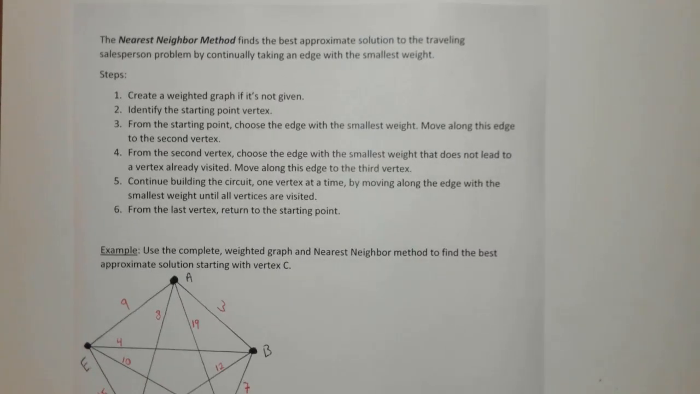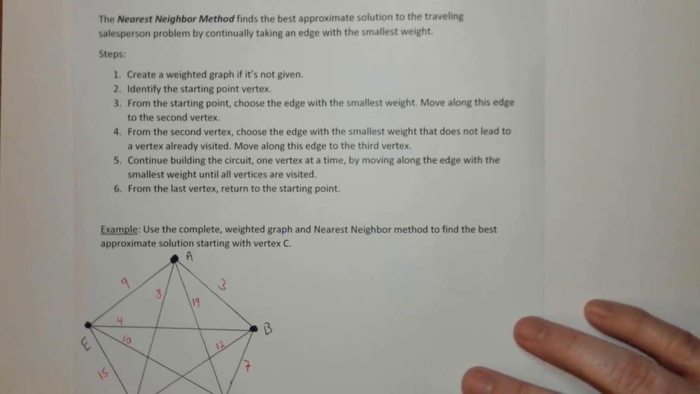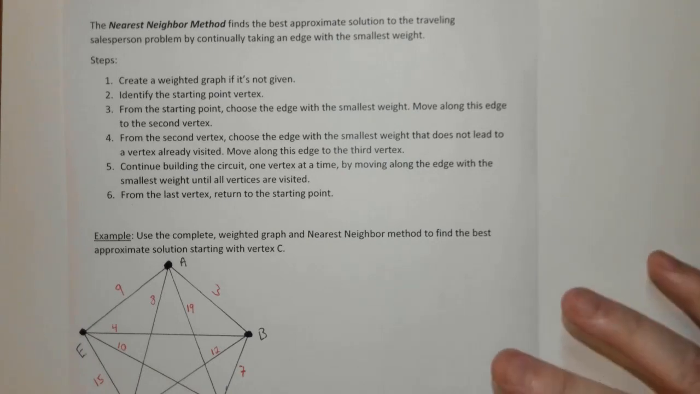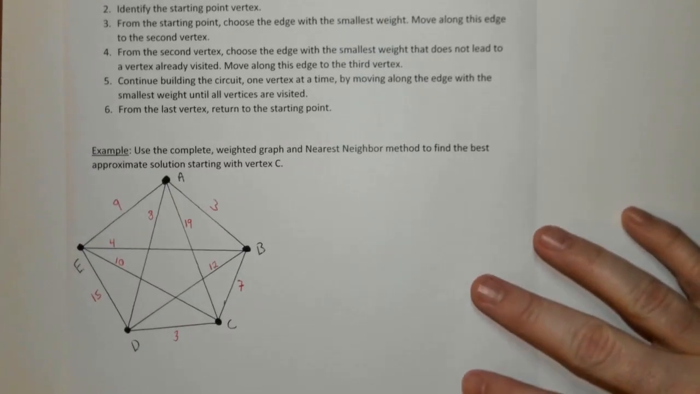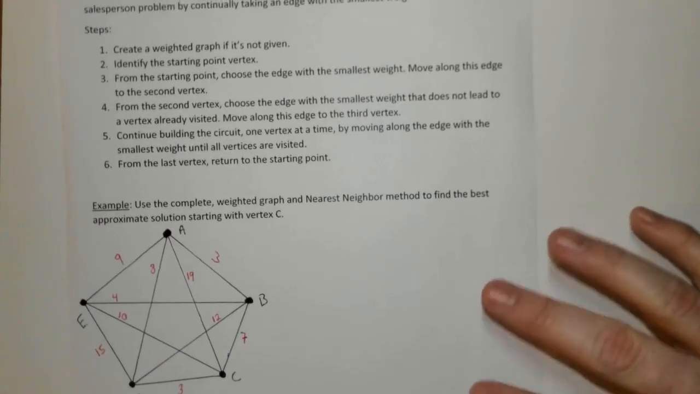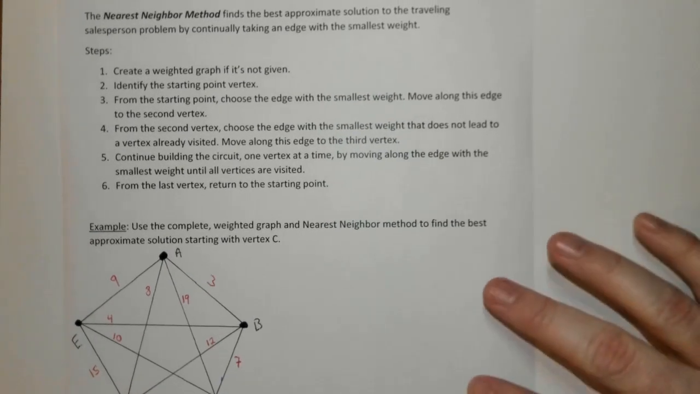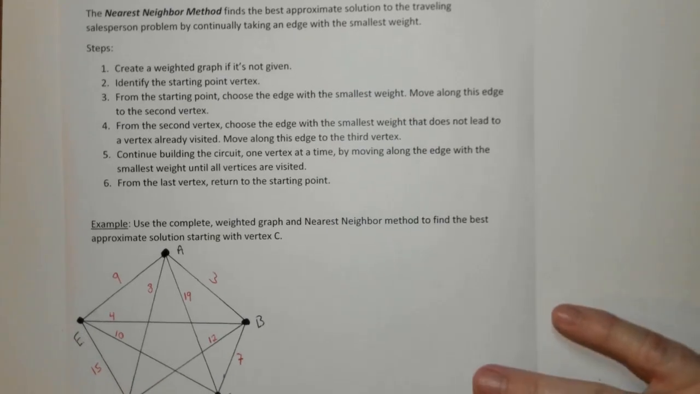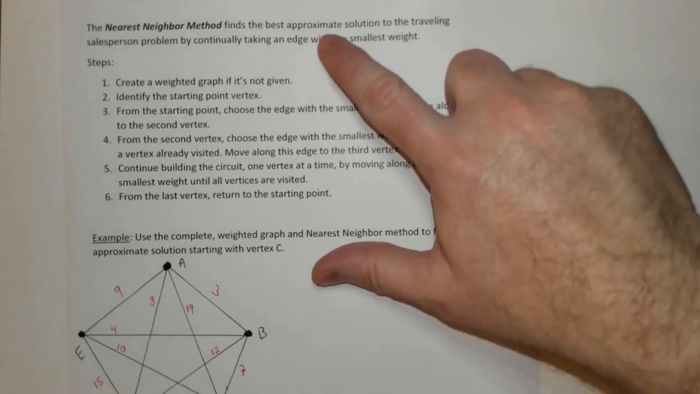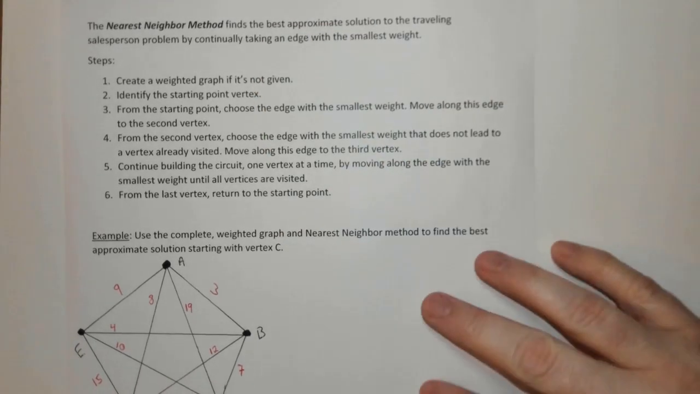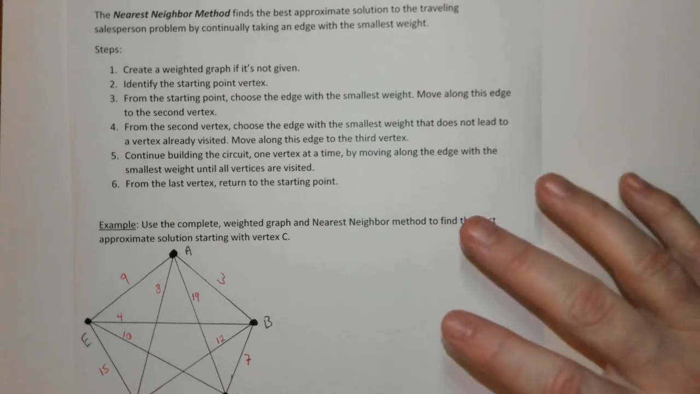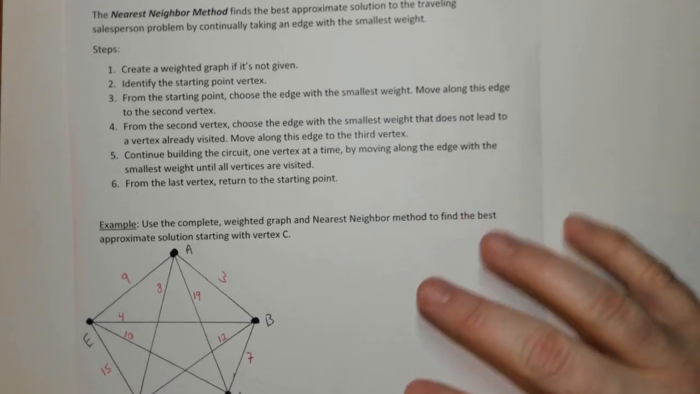All right. And now we have one final example, and that'll wrap up this section. Well, it's the nearest neighbor. The good news is this is a lot easier than brute force. And so we have a little bit of a larger graph, but with the nearest neighbor method, it's a lot easier. So, create a graph if it's not given. Oh, by the way, this one gives you the best approximate solution. May not always be the best, but sometimes close enough is good enough. Create a weighted graph if it's not given. Here we got a graph.